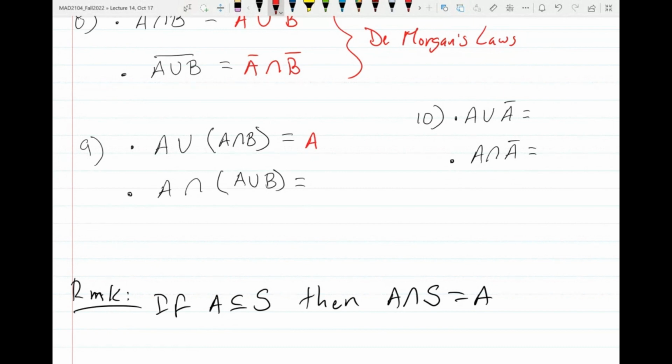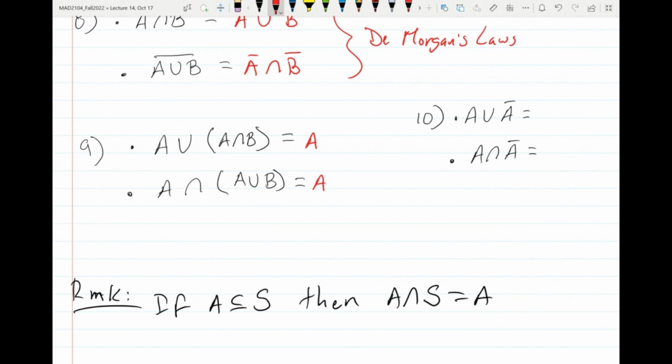So A intersection B is already inside of A. So if you do A union this, there's nothing new. So that's just A. Okay? Let's look at this one. A union B contains A. So what happens when you do A intersection the union? What is this? That's just A, because the whole thing is already inside here. So the intersection is the whole thing in. Okay? All right. How about number 10?